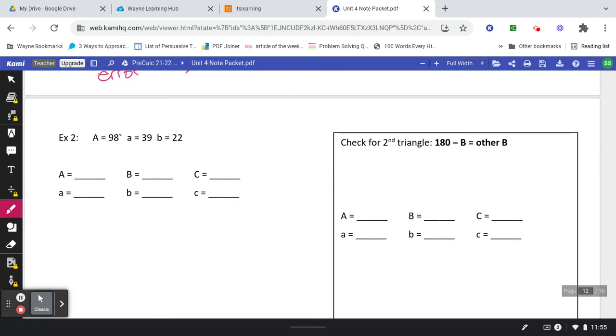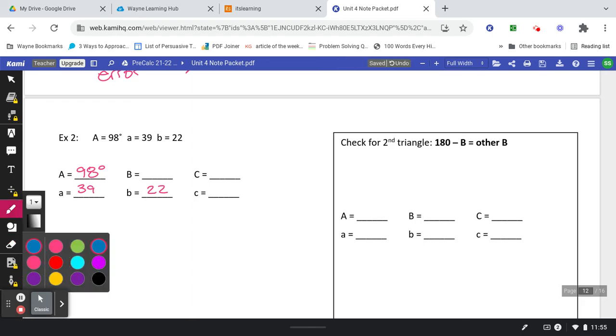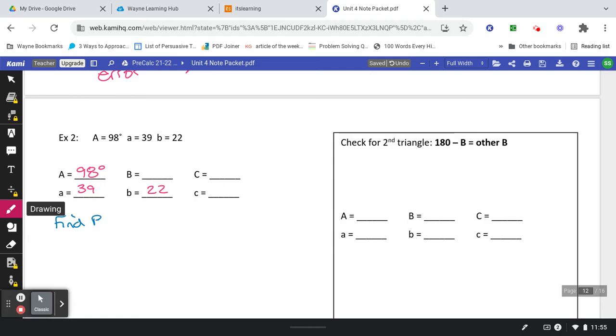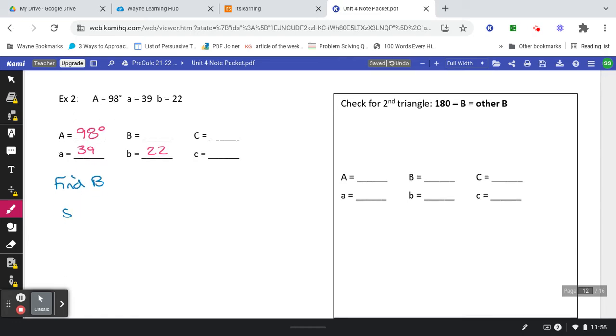All right, example number 2. Put our numbers into the correct place, 98, 39, 22. And set it up the same way. We'll start by finding, I'm going to switch colors, we're going to find B. All right. So the sine of 98 degrees over 39 equals sine of B over 22. So I will cross multiply and then divide by the 39, and then I will have to inverse sine. So let's type that in the calculator.